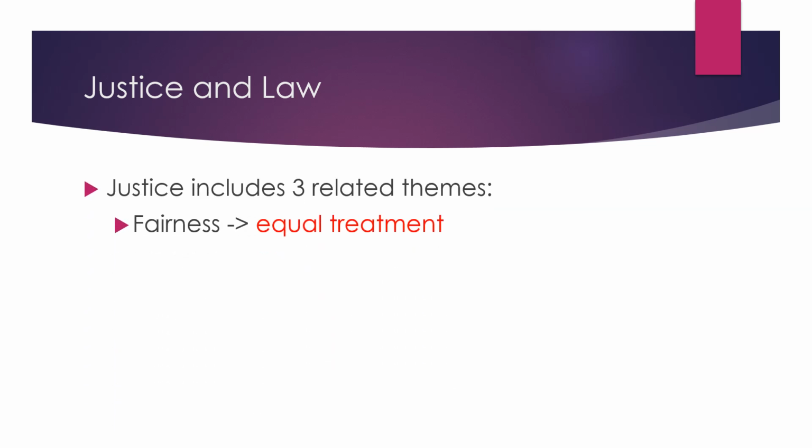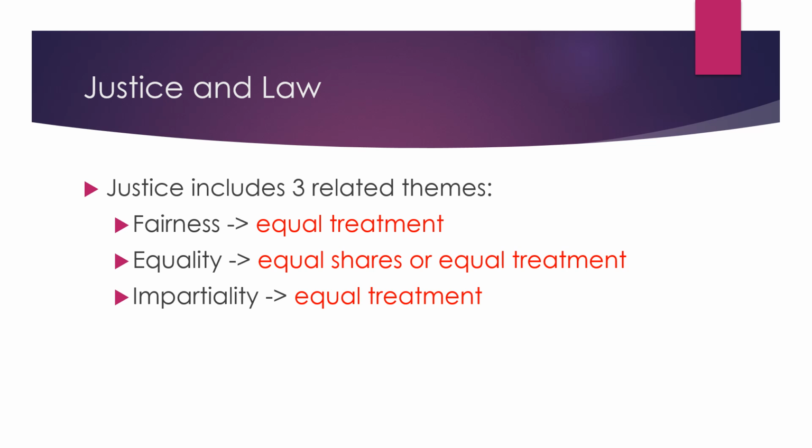So in general, justice includes three related themes, and this is very inherent and apparent in our criminal justice system. The ideals of fairness, which refers to how you treat people. Equality, which refers to the way you treat people, but also the opportunities they have: wealth, access to jobs, equal shares. And then impartiality, which also refers to equal treatment. All three of those themes are very inherent within our criminal justice system, but for the idea of justice in general, they're very important.